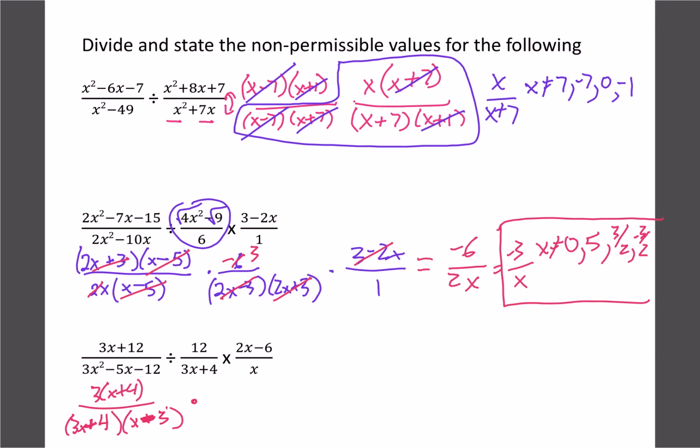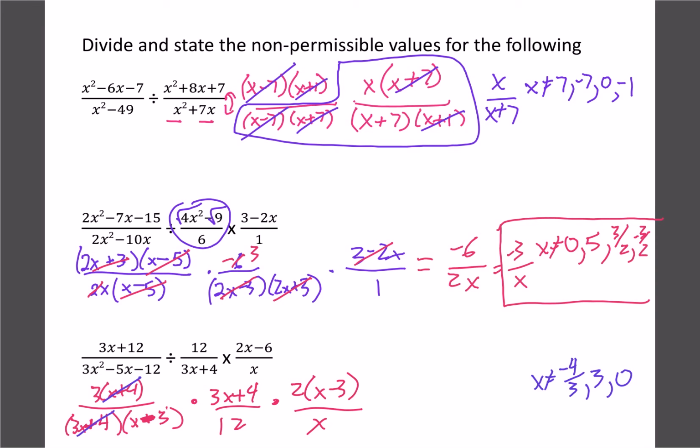We're dividing, so let's flip our second one. So 3x plus 4 over 12. Those are already factored. And our last one, take out a 2, so that gives us x minus 3 over x. And that's it. So we've got everything all done, so let's do our non-permissibles first again. On the bottom we'd have negative 4/3 and positive 3. The top of the second one would be minus 4/3, which we already got. And the bottom of the last one would be 0.